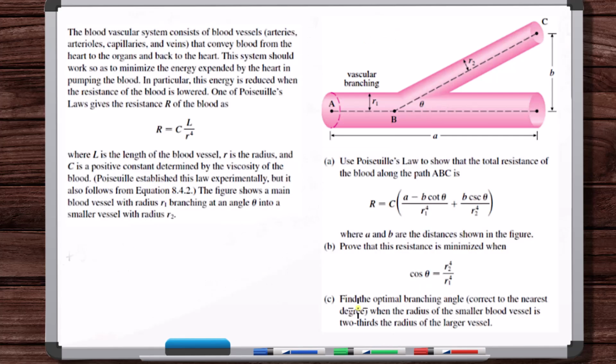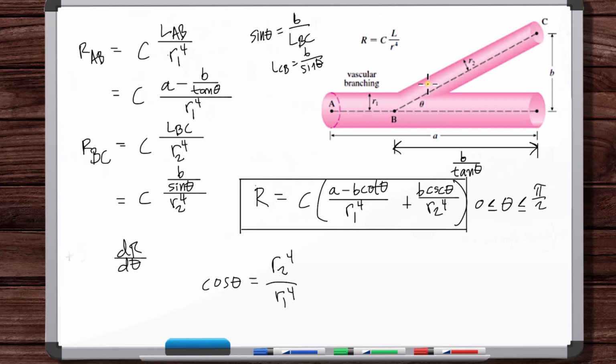Okay, and then find the optimal branching angle correct to the nearest degree when the radius of the smaller blood vessel is 2/3 the radius of the larger vessel. Okay, well, all you would do there is, they're saying that R2 is 2/3 R1, so you could just plug that in here, and you're going to get cosine theta is equal to some number. Take the inverse cosine, that's the value. Why is that the theta? Because, let's do that.